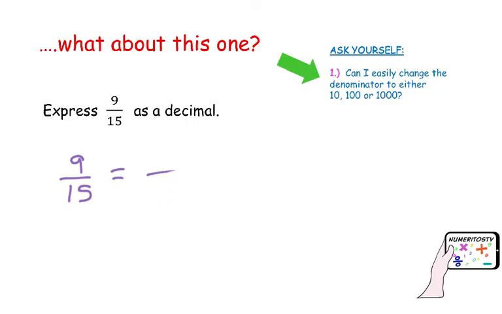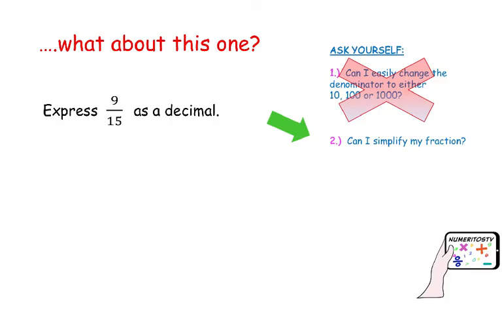What about 100? Well, 15 times no whole number will give me 100 either, and probably not 1,000 either. So, this is not useful. If you cannot change your denominator to 10, 100, or 1,000, try the next trick. Check if you can simplify your fraction. Can I simplify 9/15? Well, remembering our previous lesson on simplifying fractions, if you want to check that lesson, I will also leave the link here in the description.